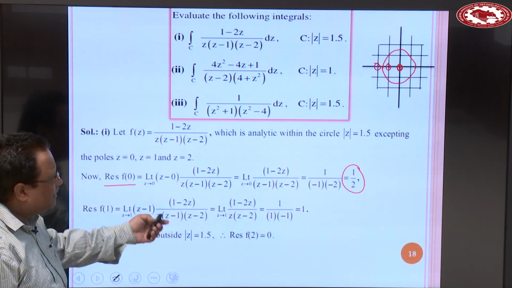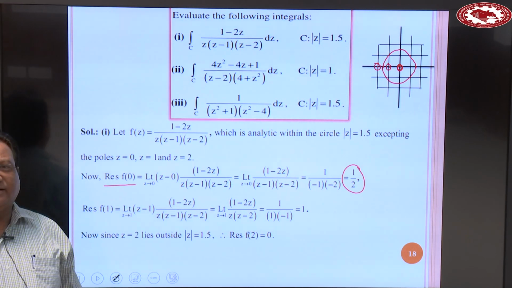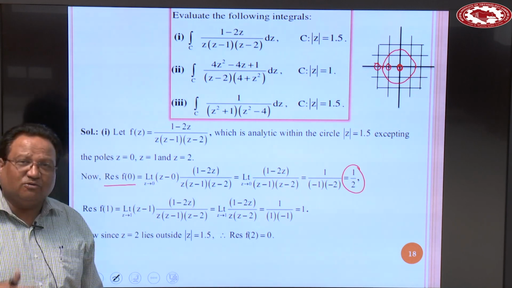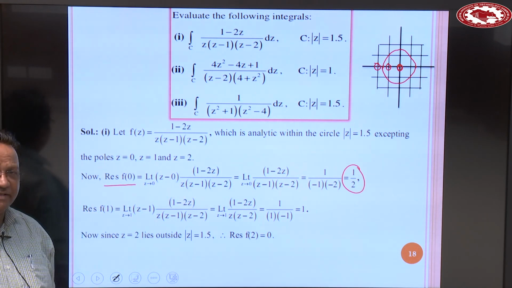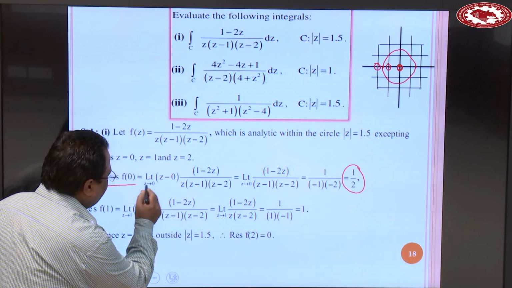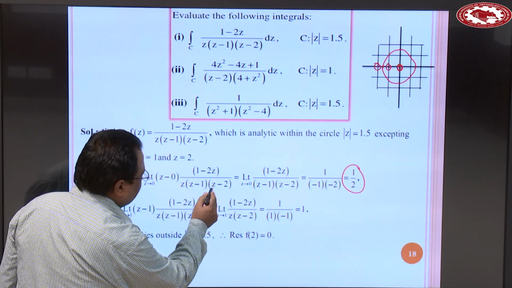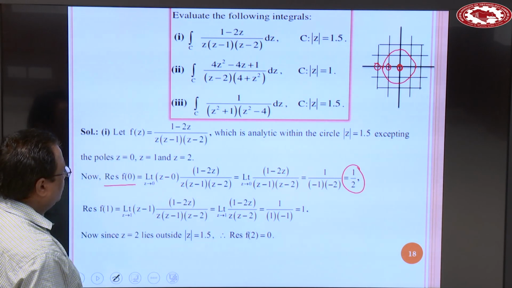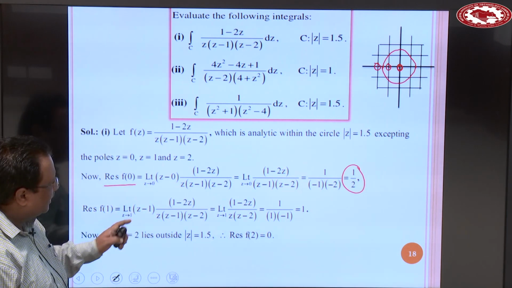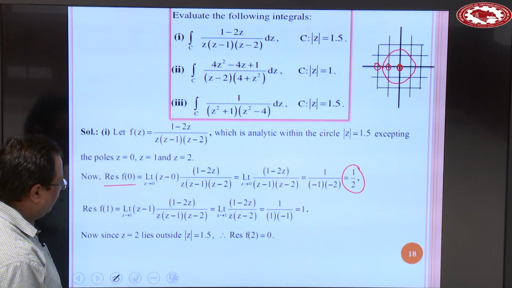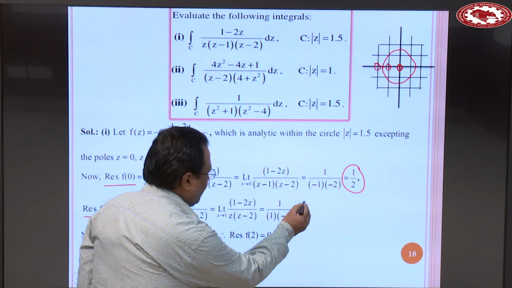See, these problems will look very simple to you when you know how to calculate residues. So practice well how to find residues, and these problems will become very simple. So residue f(0) is limit z tends to 0 of (z minus 0)(1 minus 2z) divided by z(z minus 1)(z minus 2). Use this definition of the residue and simplify, you will get 1/2. Similarly, calculate residue f(1), you will get 1.